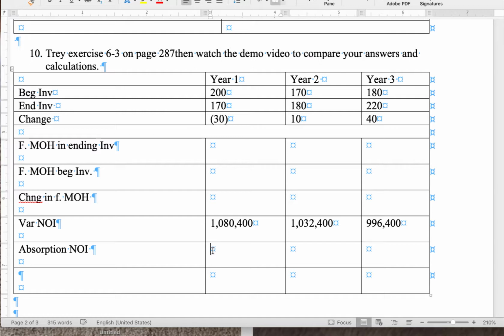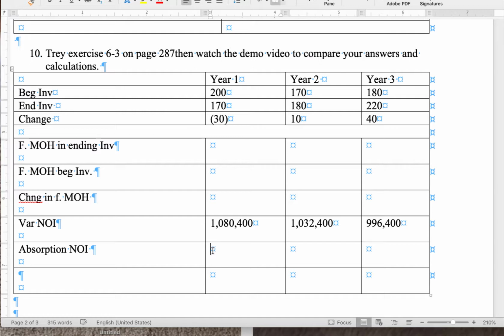If our inventories are increasing, we know that absorption costing net operating income is greater than variable costing net operating income. In that case, we can assume that units produced are greater than the units sold. So as long as we know those facts, we're going to be okay. We can figure this out, right?